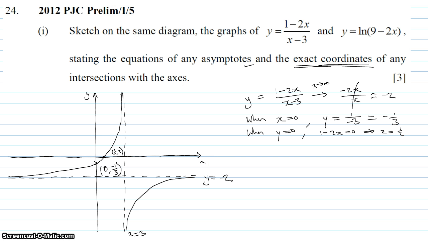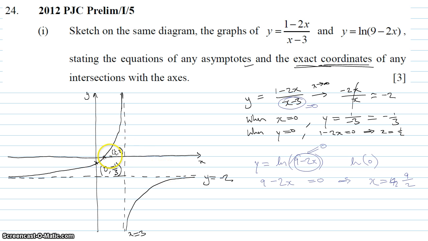What about the second graph? I'll use a different color for this. Let's look at y equals ln(9 minus 2x). We know that ln is undefined if I get ln of 0. For a logarithmic graph, it's undefined if the bit on the inside equals 0. So to find my asymptote, I solve 9 minus 2x equals 0, and I find that x is equal to 4.5, or 9 over 2.